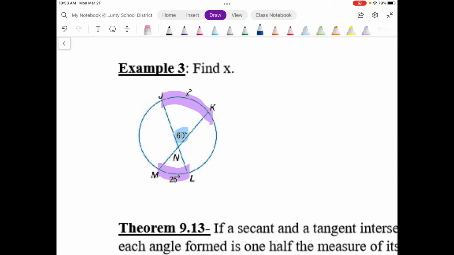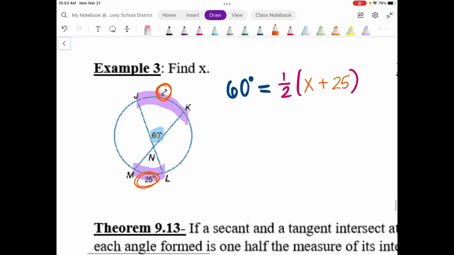This time, we know the inside angle measure is 60. Okay, and that is equal to 1/2 the 2 outside arcs added up together. So the first one I don't know is X, and I'm going to add that to the other one I do know, which is 25. Okay. And thinking about how we are solving for X, your goal is to isolate the variable.